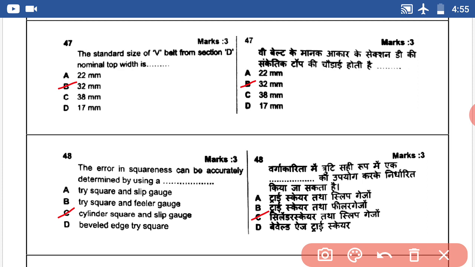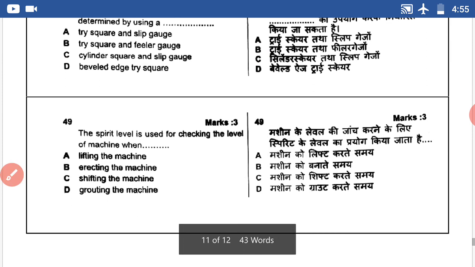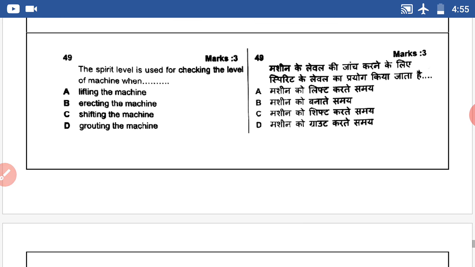Question number 49. The spirit level is used for checking the level of a machine when erecting the machine. Answer B.